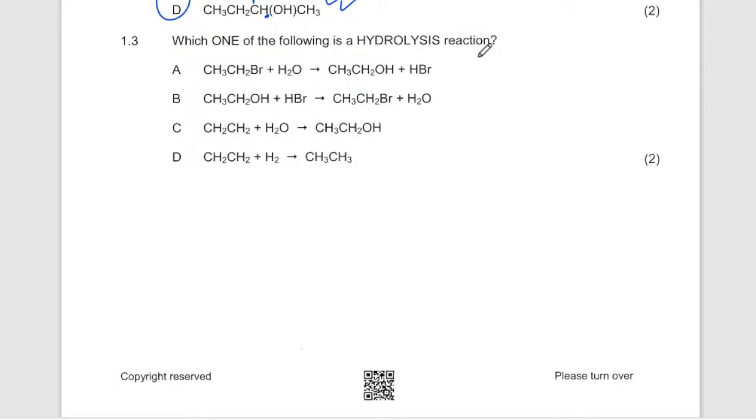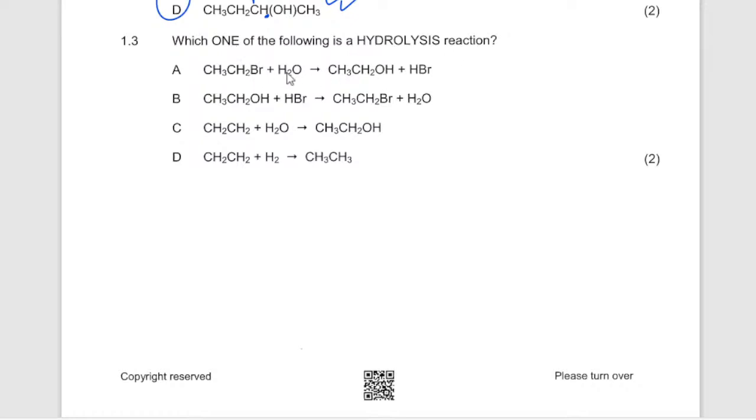Which one of the following is hydrolysis? Hydrolysis, people who watched my prediction, you saw. So they're saying which one of the following is a hydrolysis reaction.